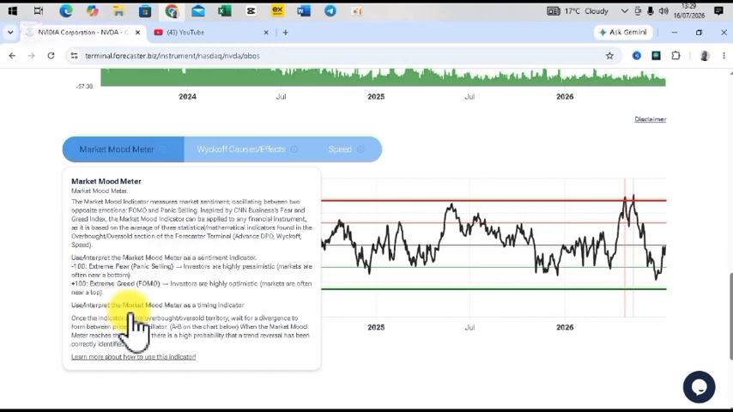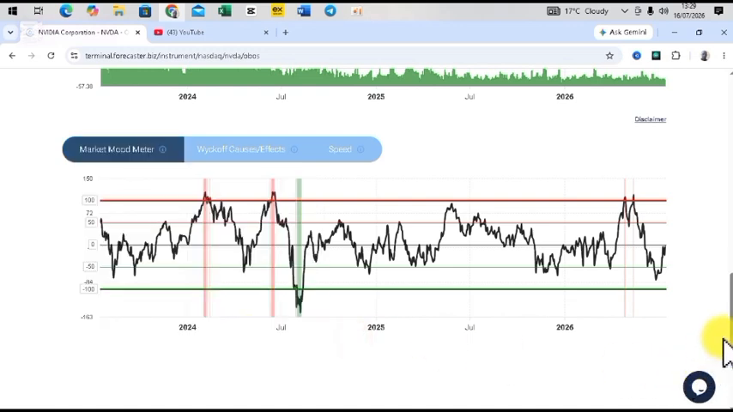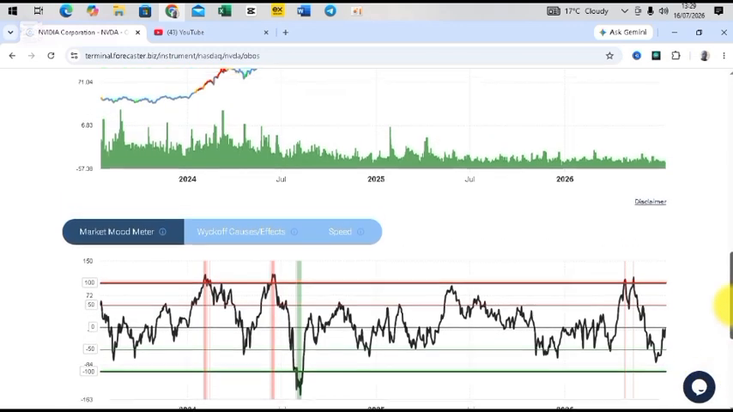And how do you interpret this? As we said, once the indicator enters overbought or oversold territory, wait for a divergence. This is also very important. Let me repeat it. Wait for a divergence to form between price and oscillator. Okay, when the market mood reaches the 0 line, there is a high probability that a trend reversal has been correctly identified. So what we are trying to say, let's look for examples here.